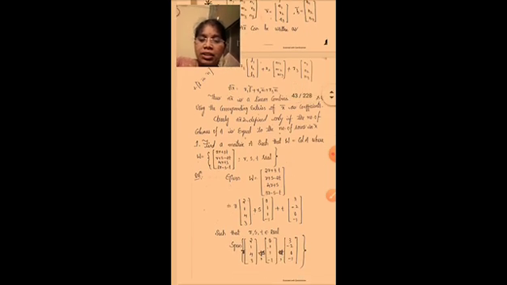Clearly, Ax bar is defined only if the number of columns of A is equal to the number of rows of x bar. Okay, the number of columns should be equal, he is saying. Okay, so there are problems on this.